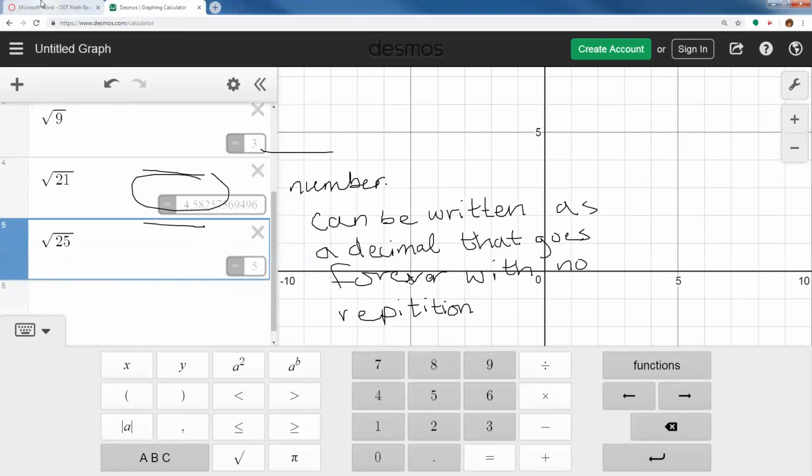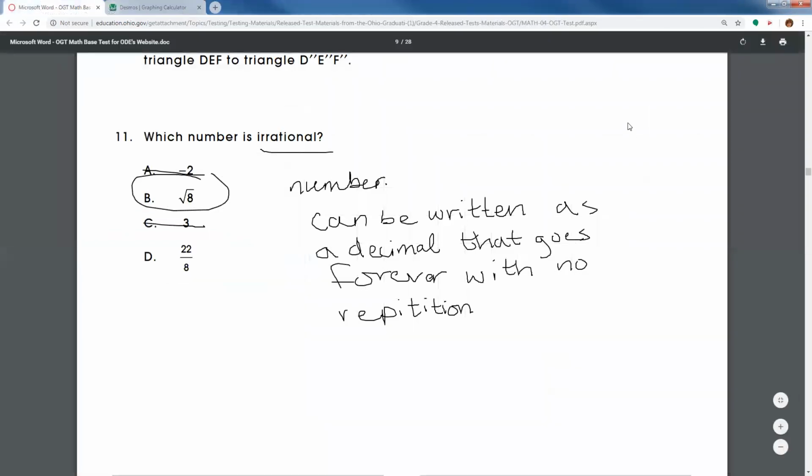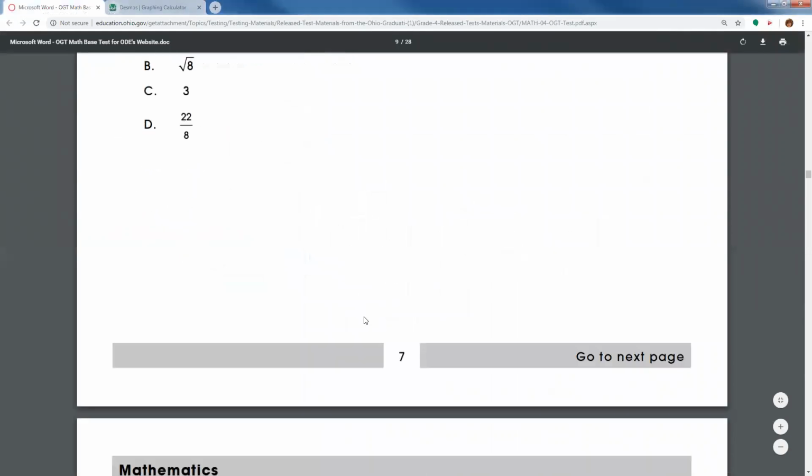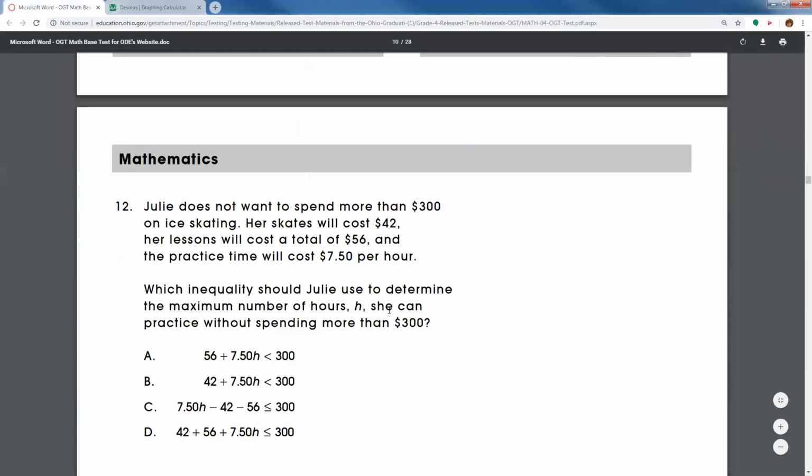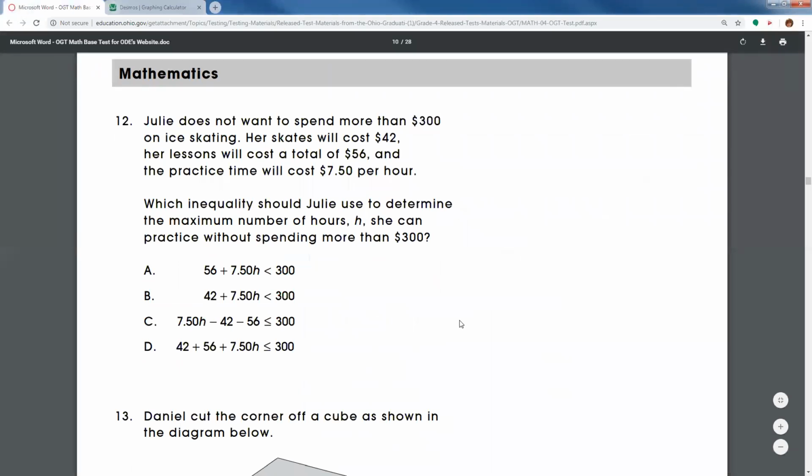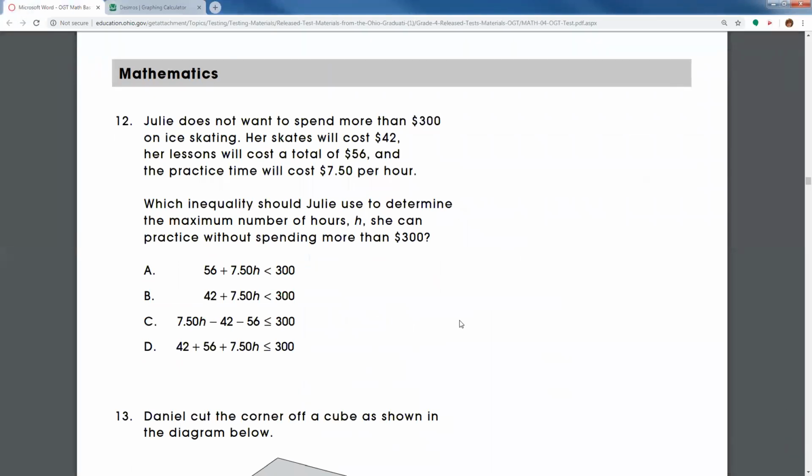Okay, so I think we have time for one more question, and then we'll end for today. Julie does not want to spend more than $300 on ice skating. Her skates will cost $42. Her lessons will cost a total of $56. And the practice time will cost $7.50 per hour. Which inequality should Julie use to determine the maximum number of hours she can practice without spending more than $300?